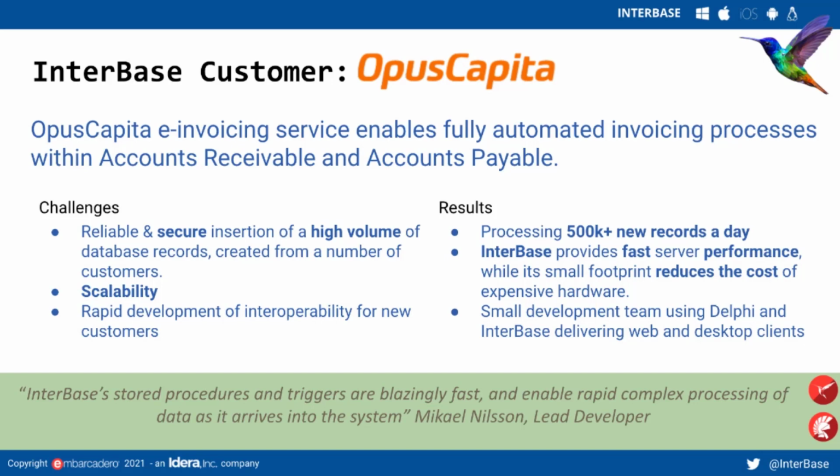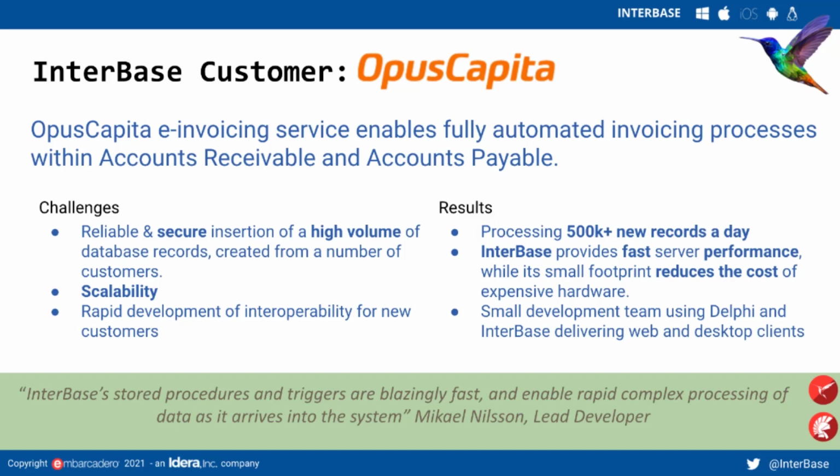Yeah, we've got another one here. This is Opus Capita. These are some guys in the Nordics who are doing a phenomenally high volume of financial transactions per day, working with government organizations and large blue chips. They basically outsource the invoice processing to have all the paper trail, the audit trail, and everything in place through the financial side of things. And they've now scaled up. They're doing over 500,000 new financial transactions per day at their peak run time through the month.